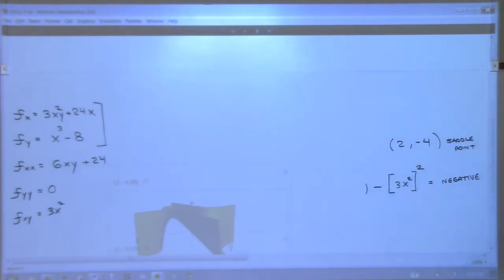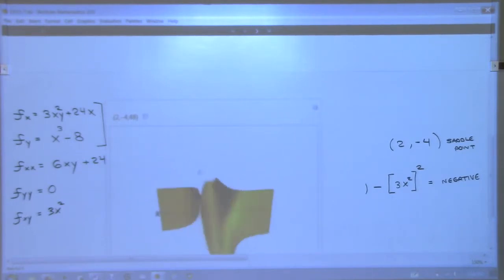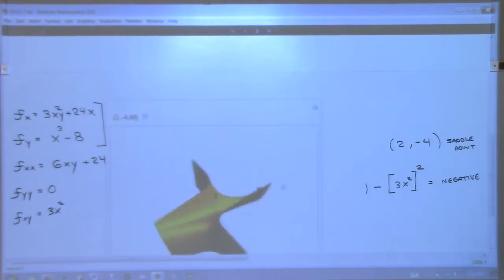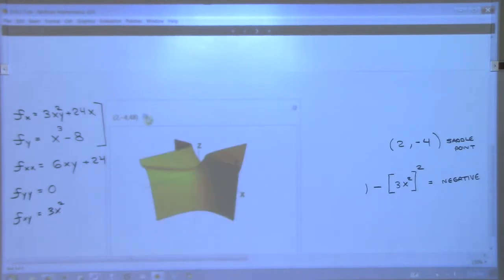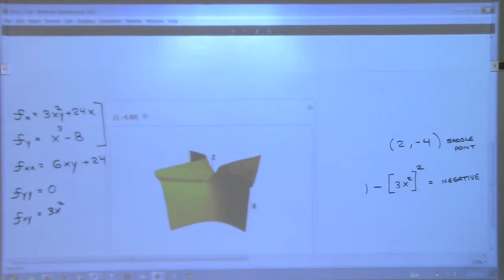Shall we look at it? Oh, wow, what an interesting looking surface. Look at that thing. Our saddle point was right there. You see it? That's our saddle point. It's an odd place to have a saddle point, but that's it.